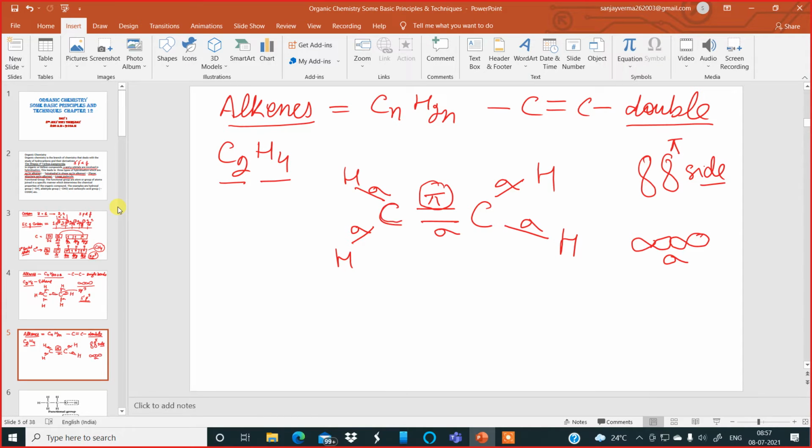Around this carbon atom, there is 1 sigma, 2 sigma, and 3 sigma bonds. There are 3 sigma bonds. So, just distribute these 3 bonds in s and p. 1 will go to s and the remaining 2 will go to p. So, this hybridization is called sp2 hybridization.